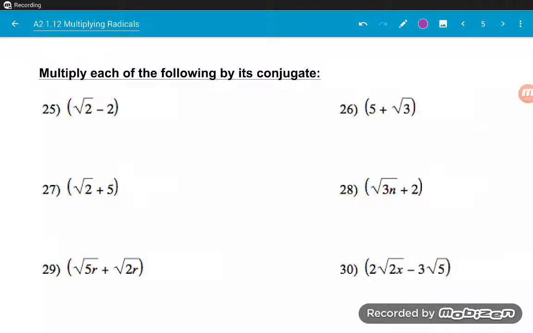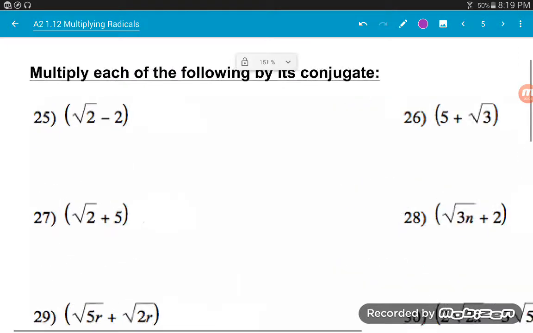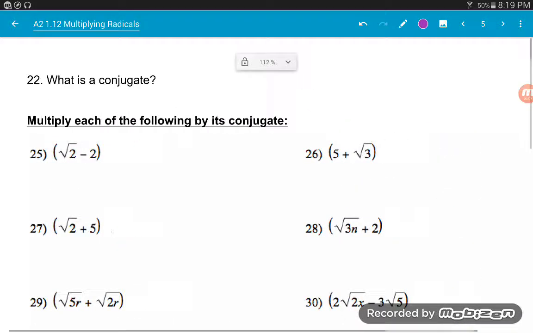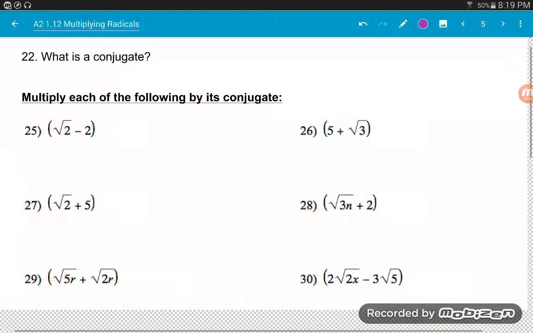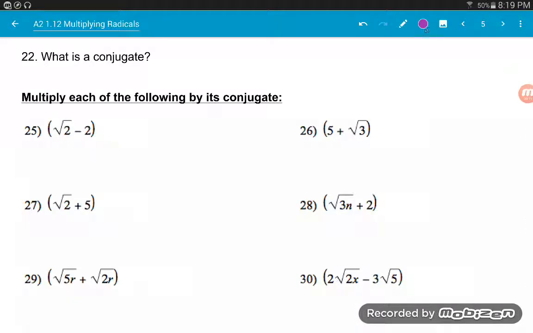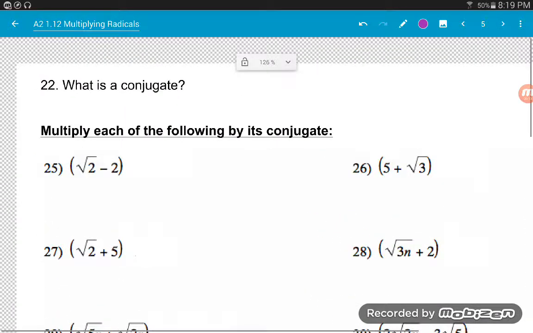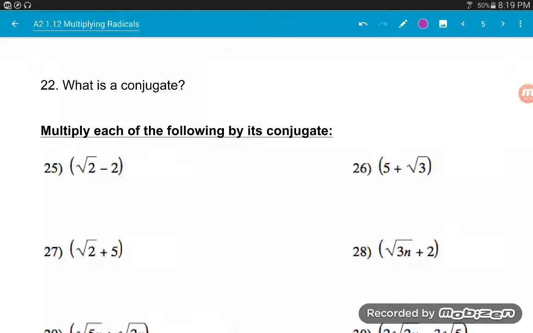Okay, here's our second video on multiplying radicals, lesson 12. The homework specifically was on the section on multiplying each of the following binomials by their conjugates. In order to understand that, you need to first understand what a conjugate is.